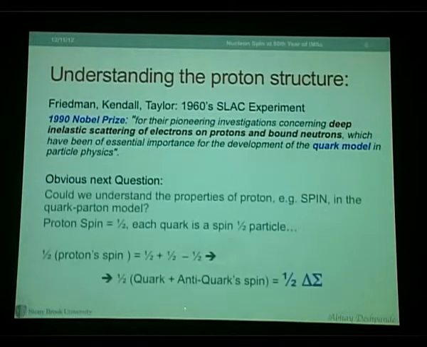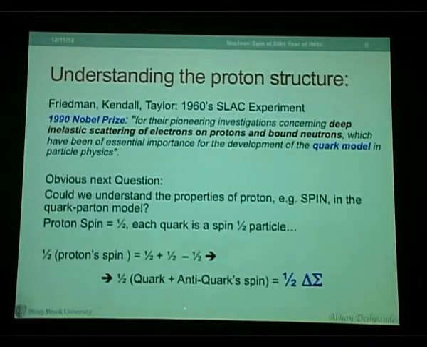So, we know that the proton is a bound state of something, quarks and gluons. This was the prize given, the Nobel Prize in 1990, for the quark model, and this was the statement: deep inelastic scattering of electrons and protons and bound neutrons has been essential and important to the development of the quark model. In those times, people were able to explain most properties of the hadrons, as you probably heard in the lecture last night, in terms of simple naive quark model structures.